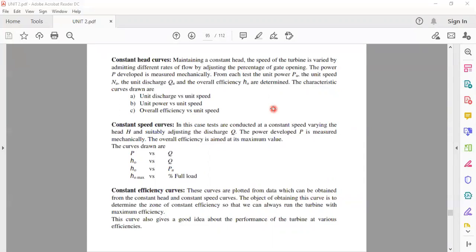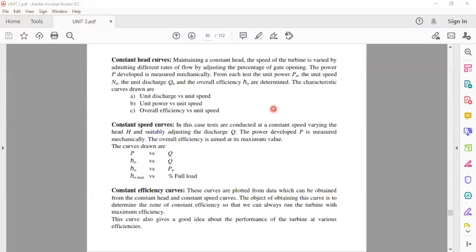The power P developed is measured mechanically, and from each test the unit power, the unit speed, unit discharge and overall efficiency are determined. The characteristic curves drawn are unit discharge versus unit speed, unit power versus unit speed, and overall efficiency versus unit speed.